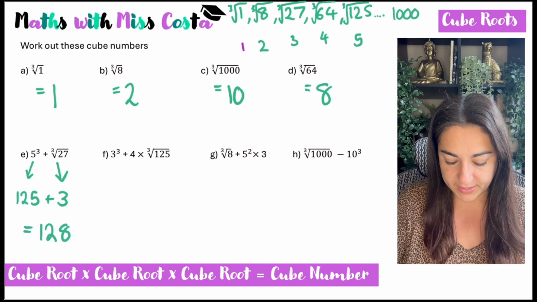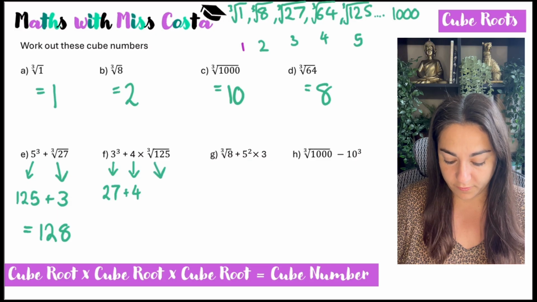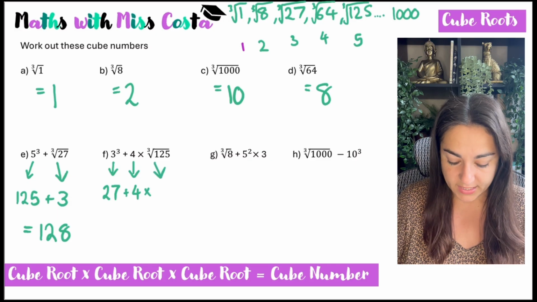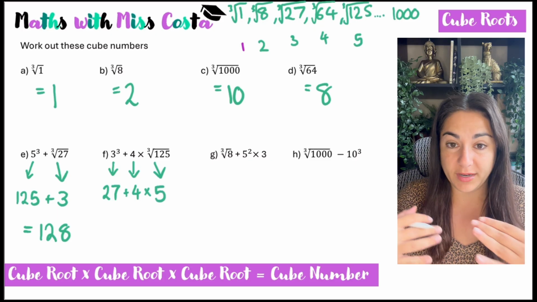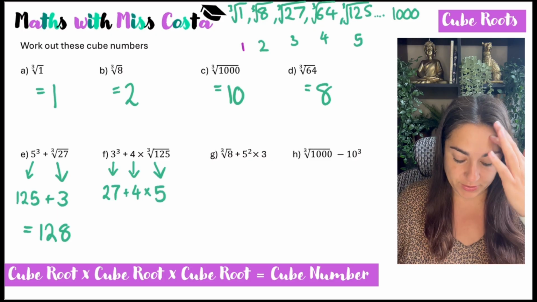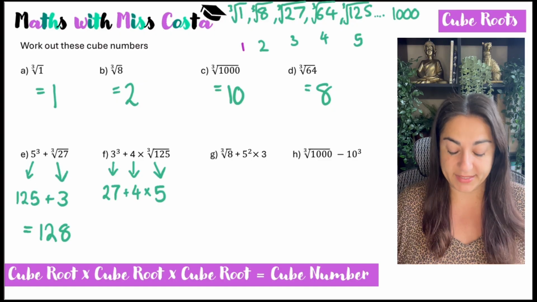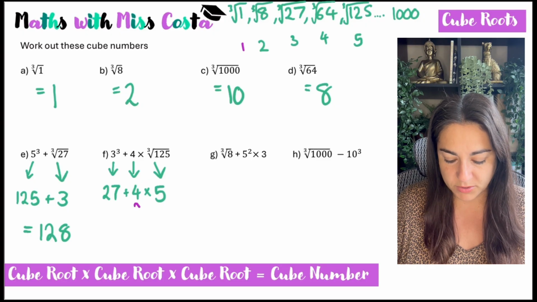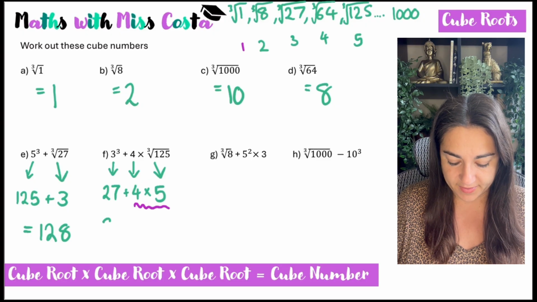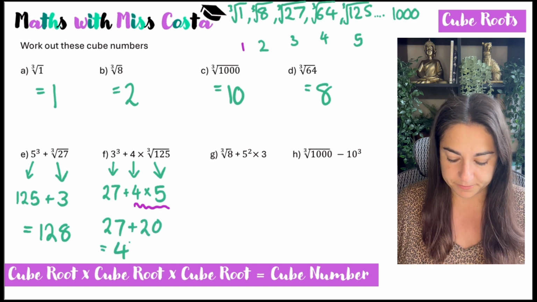Then we've got 3 cubed, which is 27, plus 4 times the cubed root of 125, which is 5. So what I've done here is I've rewritten it. Remember that I'm always going to have to use BIDMAS, so I work out the indices first, but I still write the calculation out as it is. So 27 plus 4 times 5. I'm going to have to do the multiplication part first, so that would become 27 plus 20, which is 47.